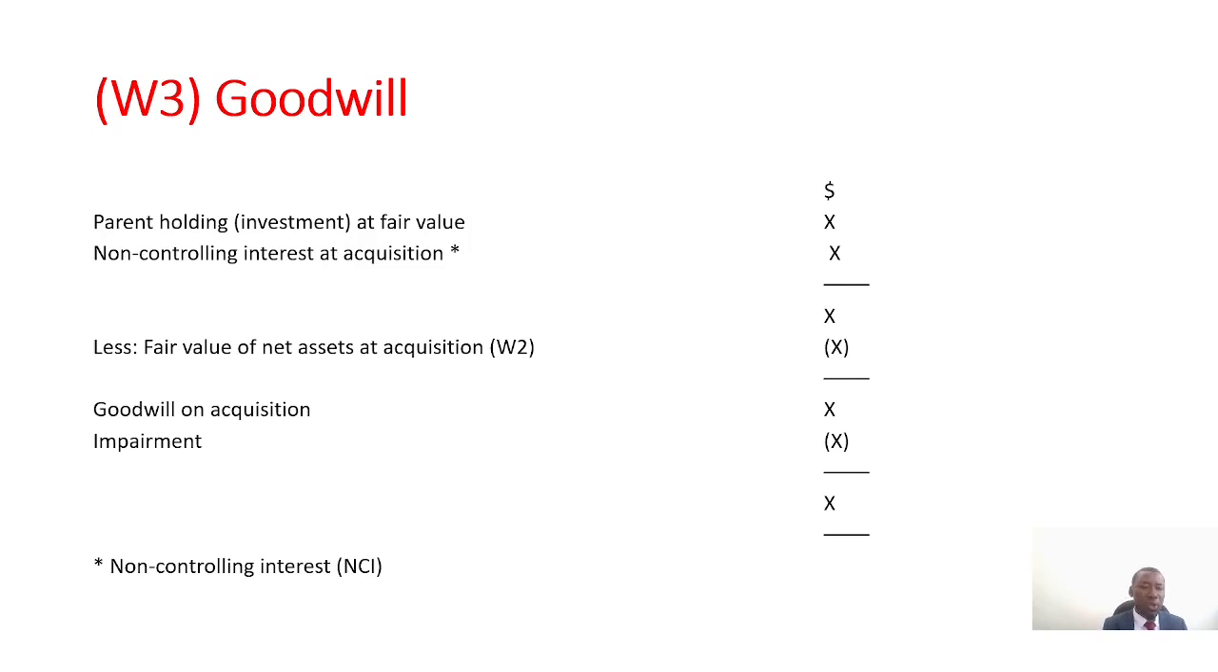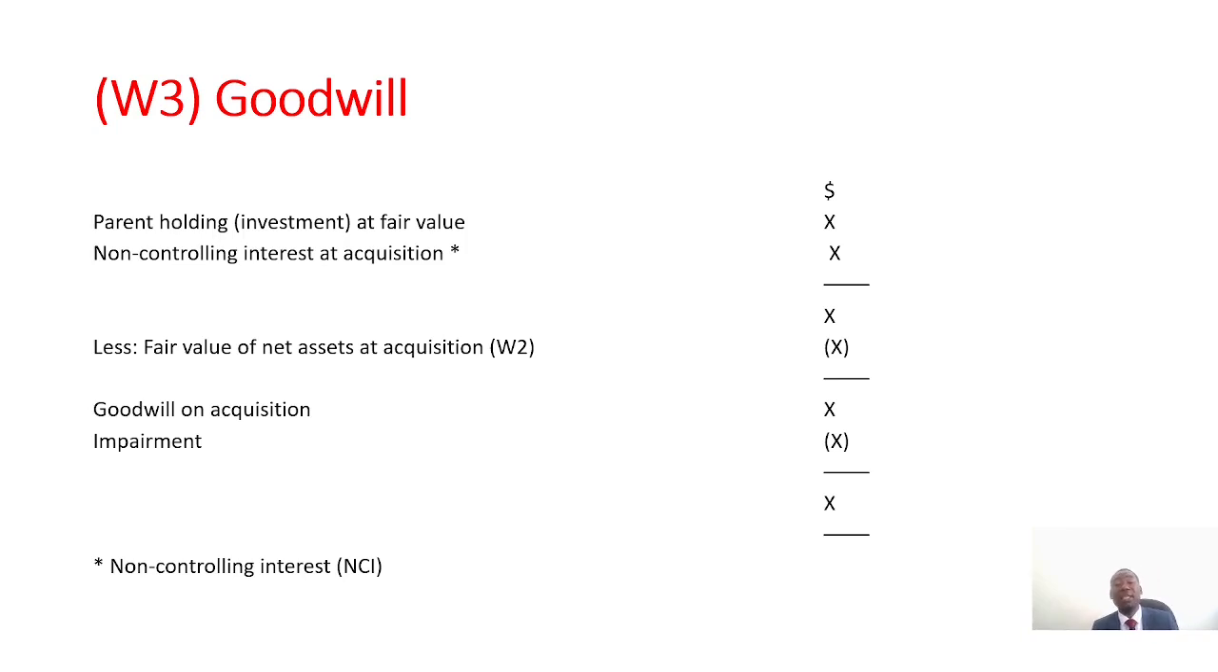Then the non-controlling interest. Under non-controlling interest, you need to take note of this one. In most cases, it is given in the notes. If it is not given, you take note of the non-controlling interest and multiply it by the number of shares. It will always be given in the question.